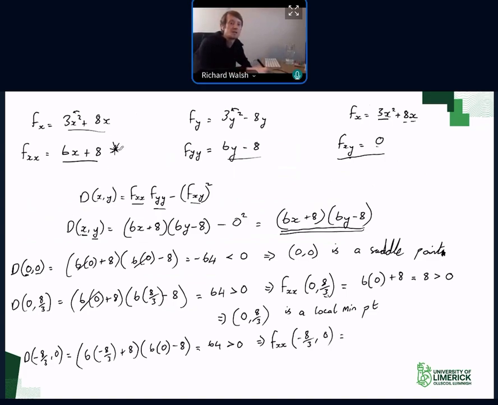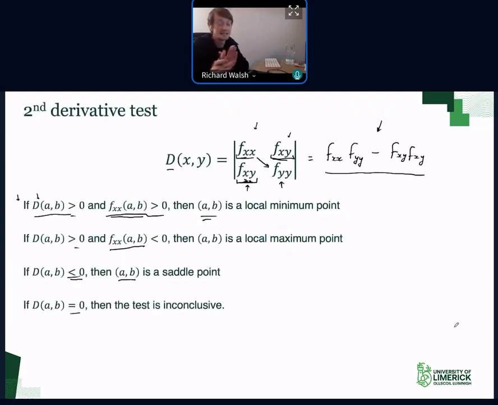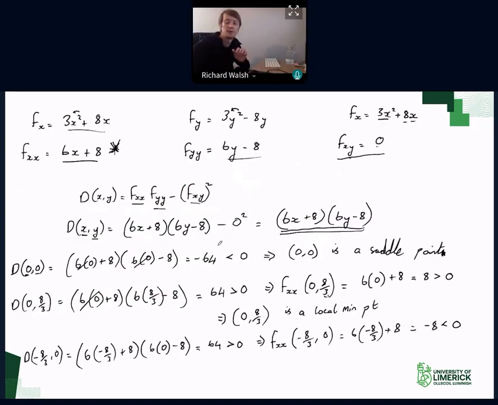The second partial derivative with respect to x, again, is up there. So it'll be 6 times minus 8 over 3 plus 8. So I get minus 16 plus 8, which is minus 8. Minus 8 is less than 0. So if d is greater than 0 and fxx is less than 0, then the point is a local maximum point. Therefore, (-8/3, 0) is a local maximum point.